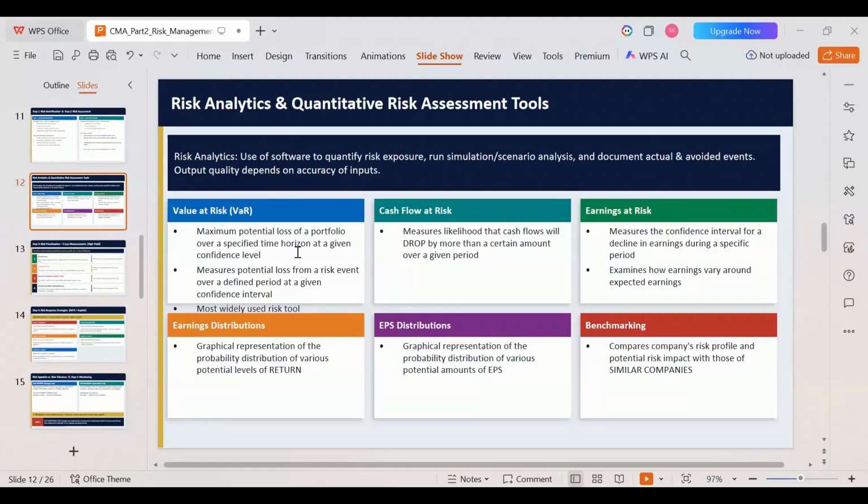5 days, it can be less than 5 lakh. Okay, sorry, 5 days, it can be less than 5 lakh. And the remaining 5 days, it can be more than 5 lakh. This is the concept of value at risk. Okay. So next up, we have cash flows at risk.